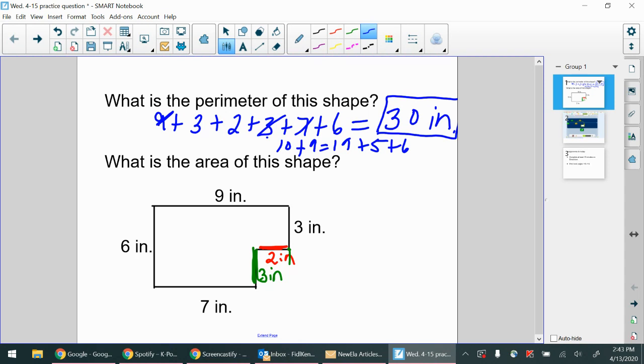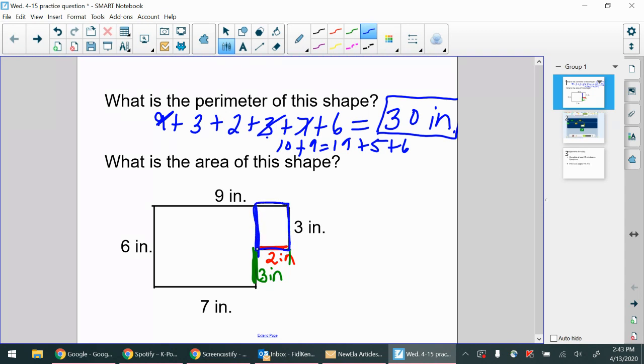Okay. So what I'm actually going to want to do is split this weird looking shape into actual rectangles so I can do length times width. So I'm going to be finding the area of two smaller rectangles. Okay, there's a couple different ways we could split it. I'm actually going to split it this way.